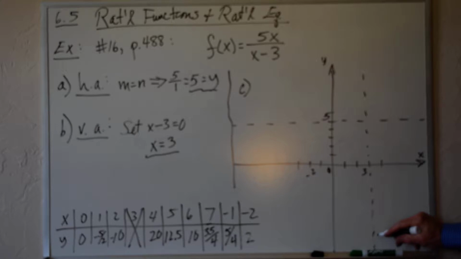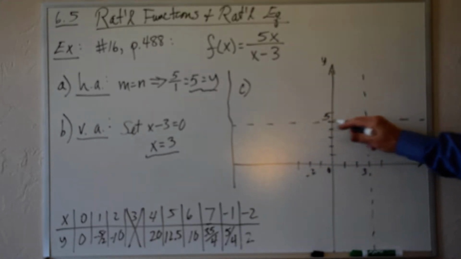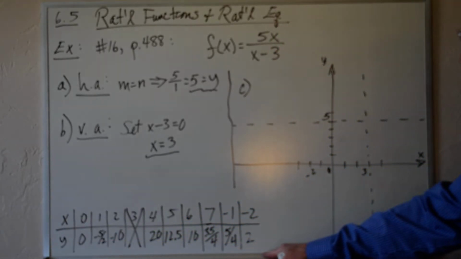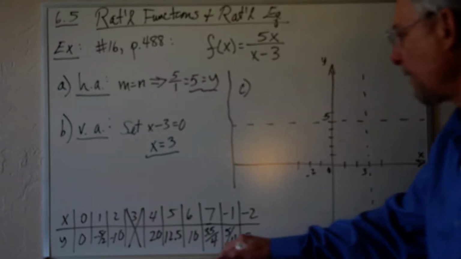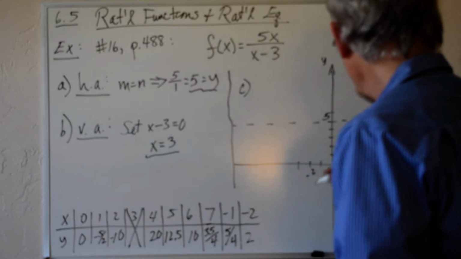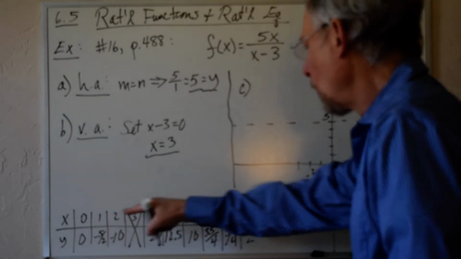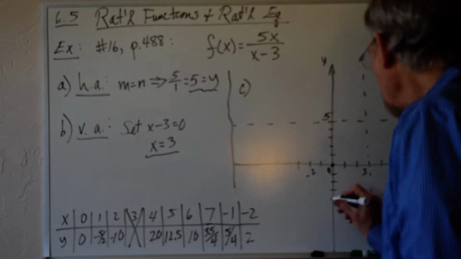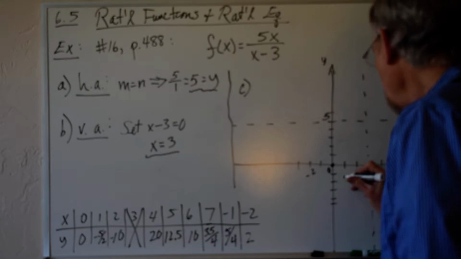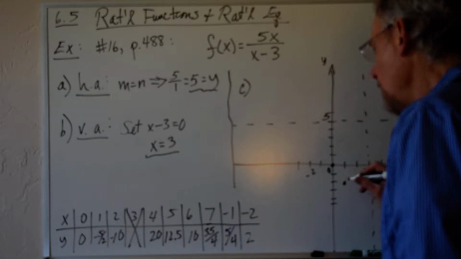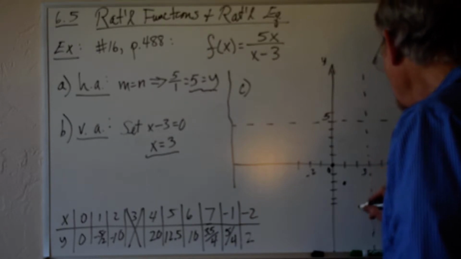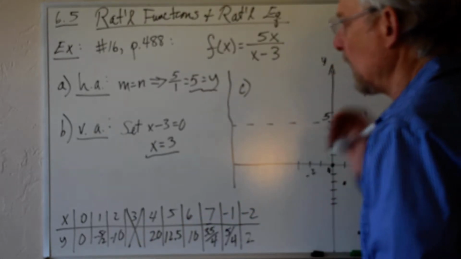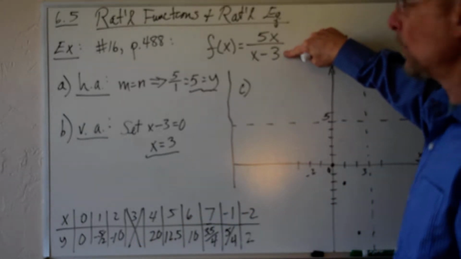Now I've already drawn my vertical asymptote and my horizontal asymptote in on my graph here, and I've already calculated a bunch of points. I have 0, 0, 1, negative 5 halves. Put some gradation markers in here. Negative 5 halves, that's negative 2.5. 2, negative 10, so it's going to be way down here. 3 can't go in there, right? It's not in the domain of the original function.